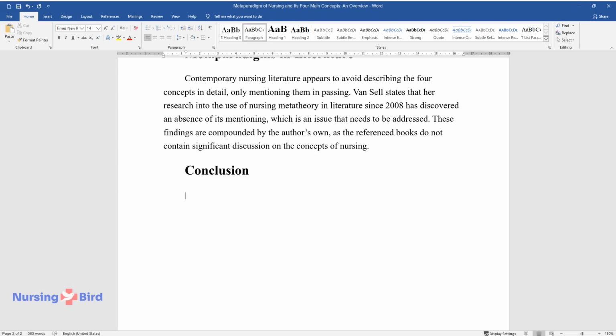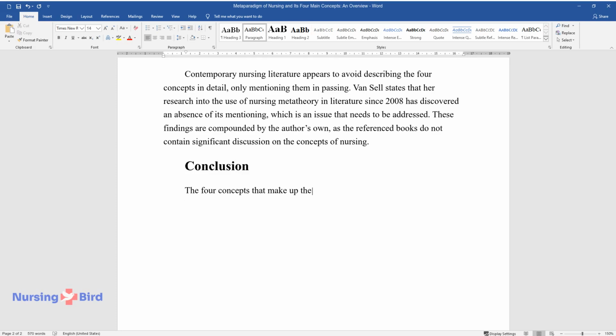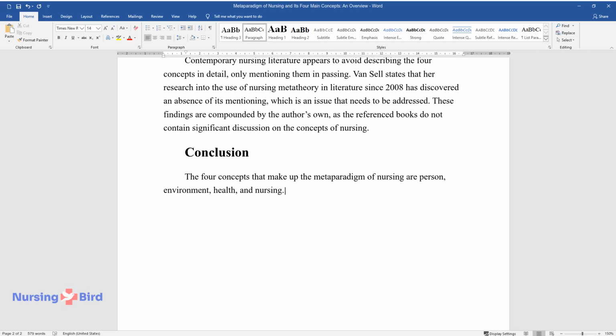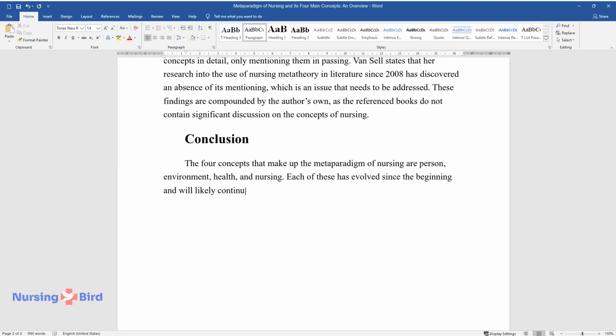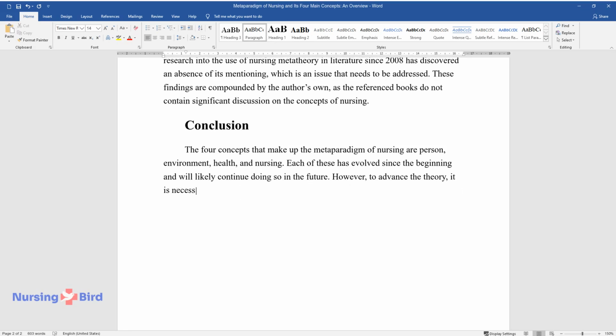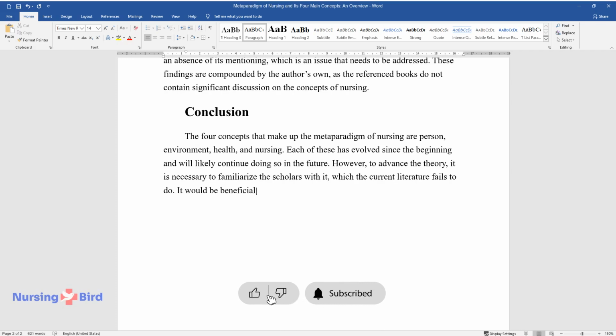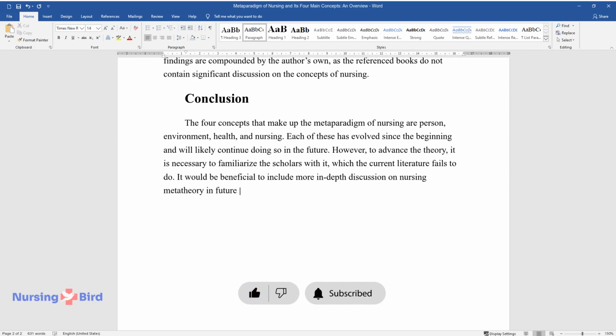Conclusion. The four concepts that make up the metaparadigm of nursing are person, environment, health, and nursing. Each of these has evolved since the beginning and will likely continue doing so in the future. However, to advance the theory, it is necessary to familiarize the scholars with it, which the current literature fails to do. It would be beneficial to include more in-depth discussion on nursing metatheory in future publications.